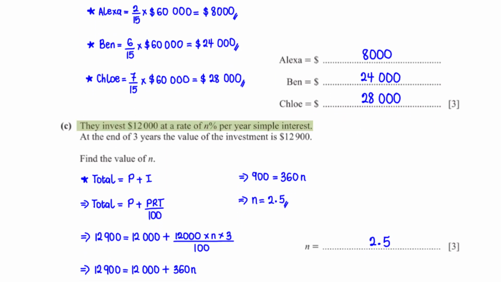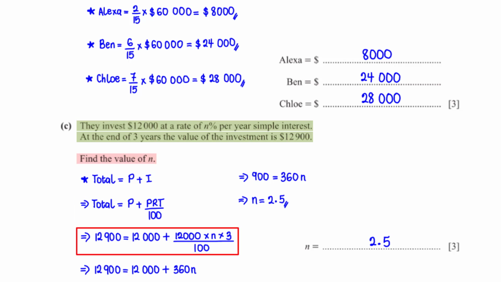They invest $12,000 at a rate of N% per year simple interest. At the end of 3 years, the value of the investment is $12,900. Find the value of N. For simple interest, the total value of the investment is equal to the principal P plus the total interest earned, which is I. We can get I using the formula PRT over 100. We've been given the total value of the investment to be $12,900. The principal is $12,000.